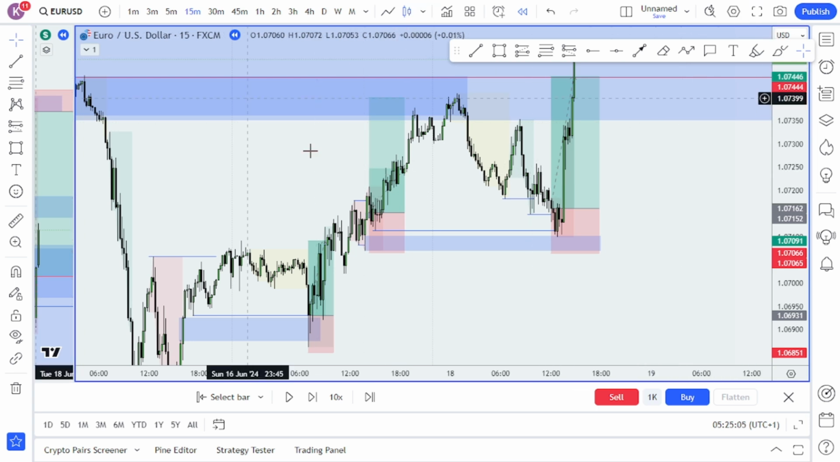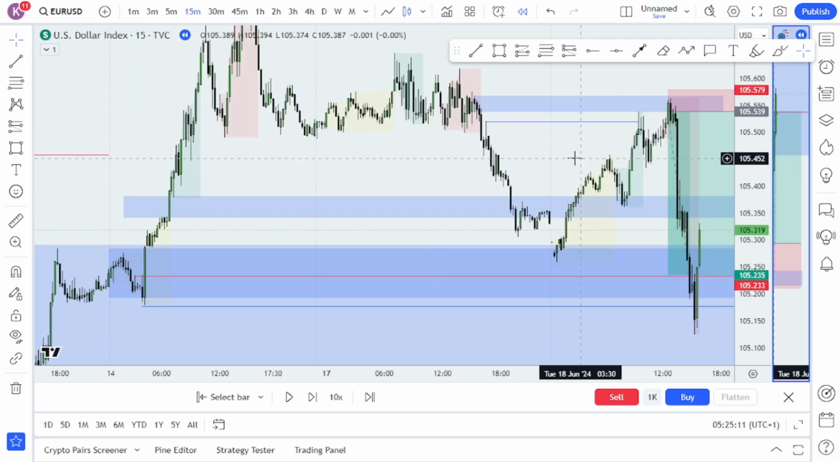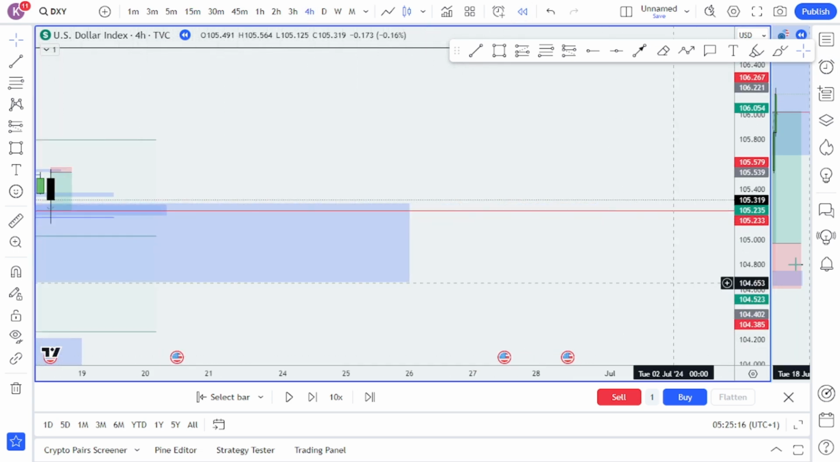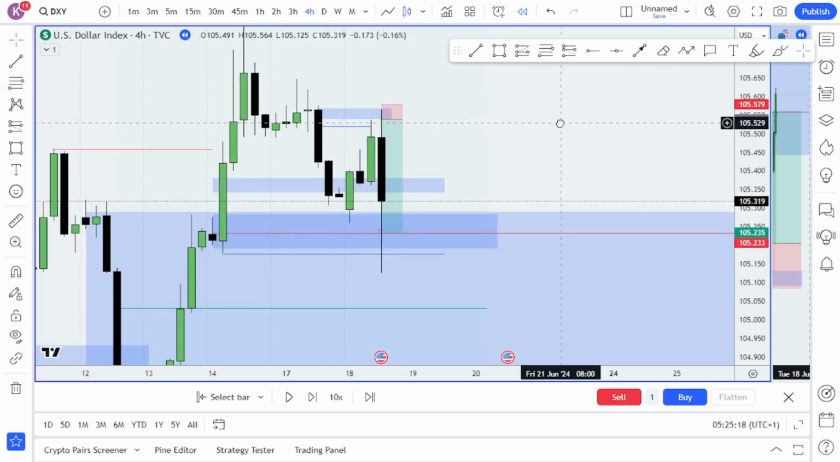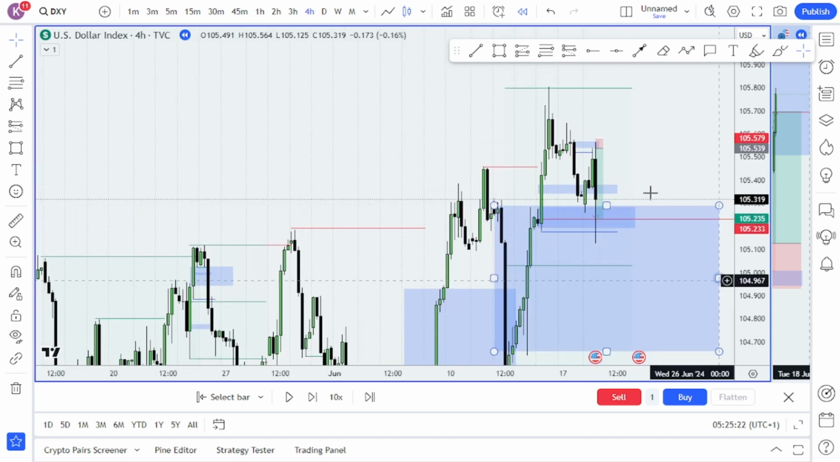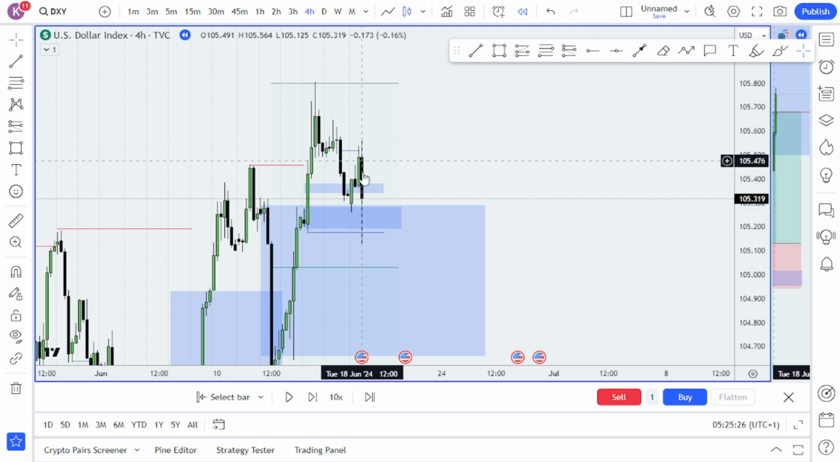Yeah, so let's see the next day on DXY, how we can get our draw on liquidity again. Now, on Wednesday, how we can get our draw on liquidity. So let's remove these red lines so I won't get confused. Remove everything, for that chart to be clean.